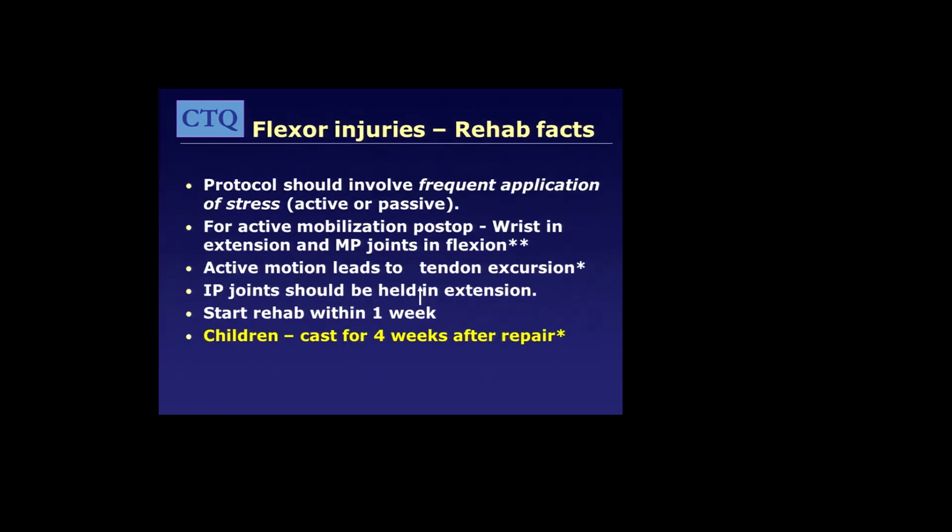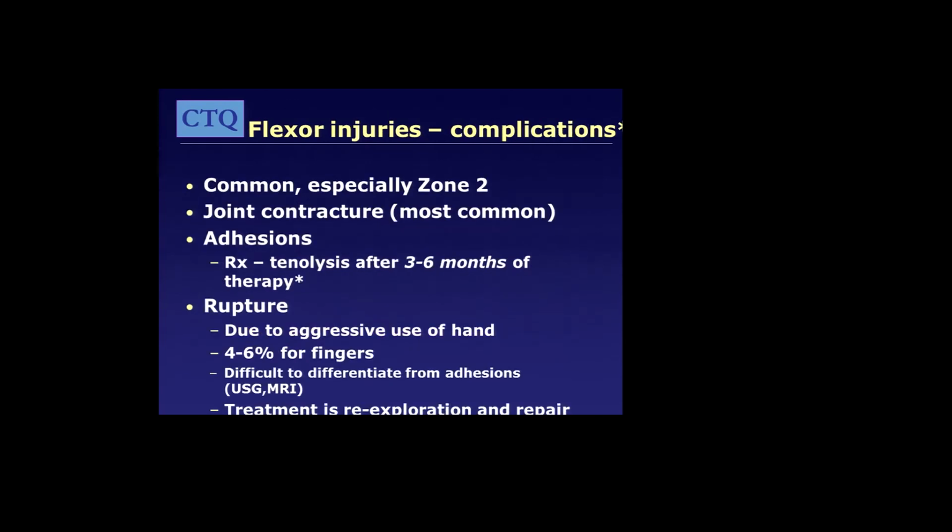Rehab facts: either actively or passively, the frequent application of stress is key to organize the collagen. If you have an active mobilization protocol post-op, the risk is a loss of extension at the PIP joints and MP joint flexion. Active motion protocols can lead to an increase in tendon excursion. Most of these should start rehab or therapy within 1 week following repair. If you have a child that cannot cooperate with a therapist or a splinting protocol, the kids should be casted for about 4 weeks after repair.